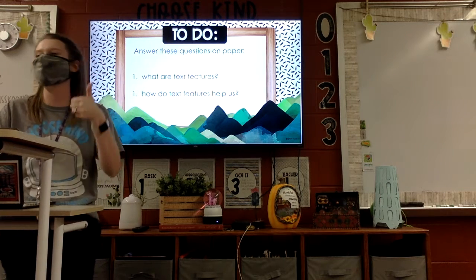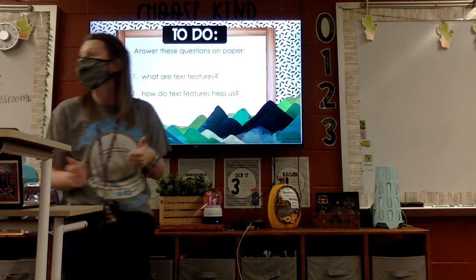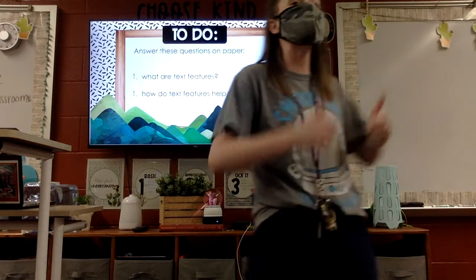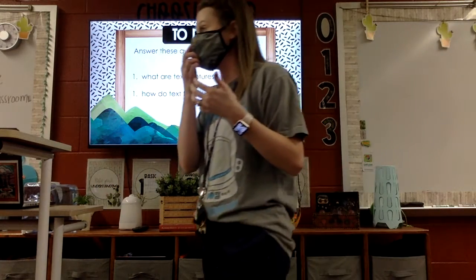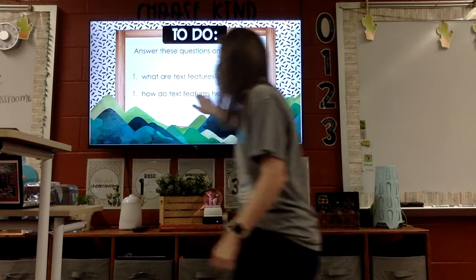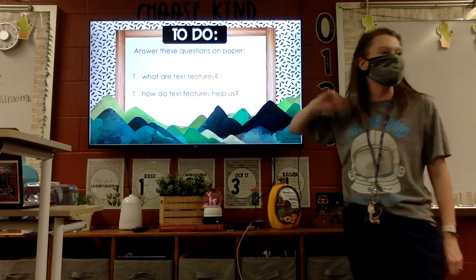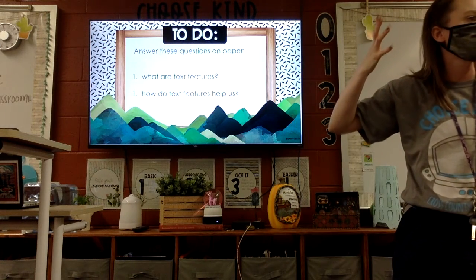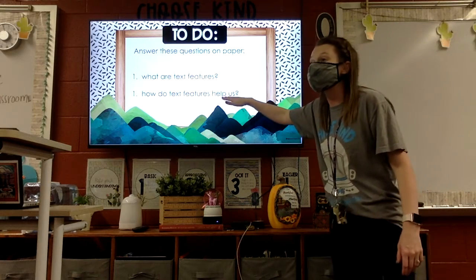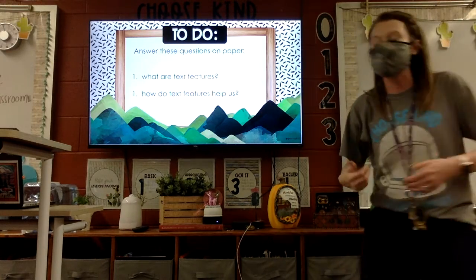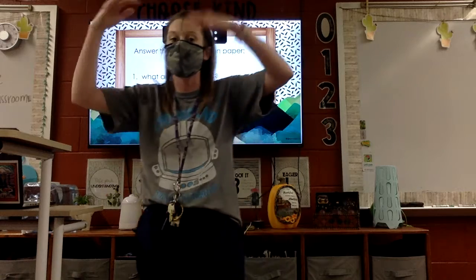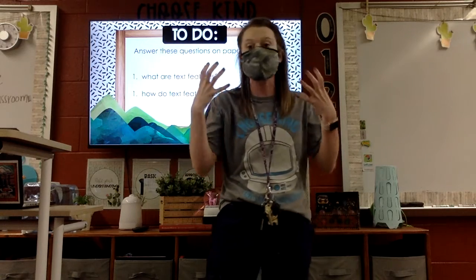That is exactly right. That was a beautiful answer. Text features are features in the text that give us a better understanding of what we're reading, of the passage. So that also answers this question: how do text features help us? Same answer. They give us extra information. They are there so that the author can help us put all the pieces together and understand.